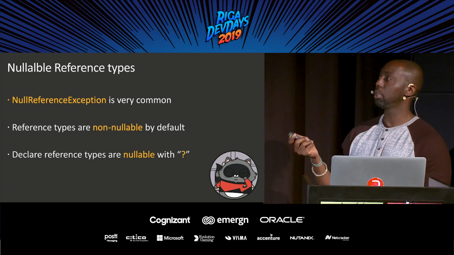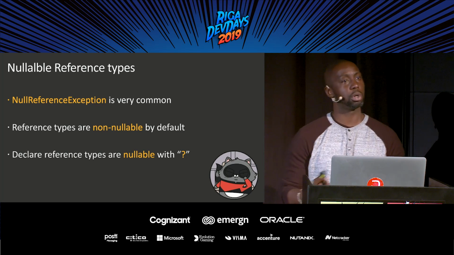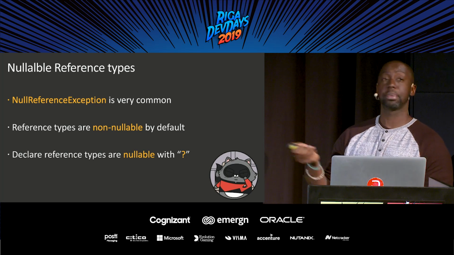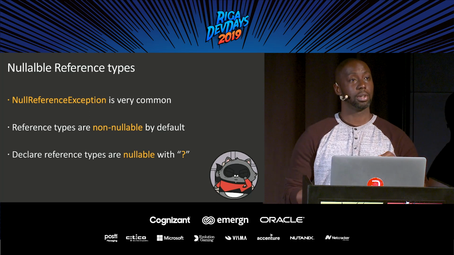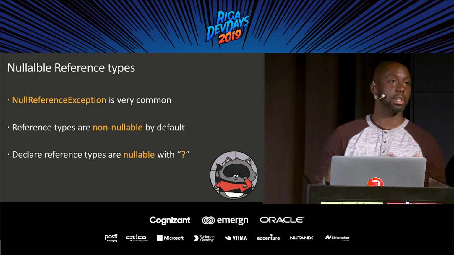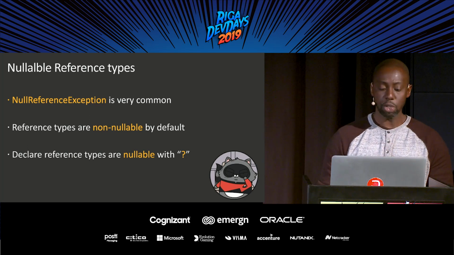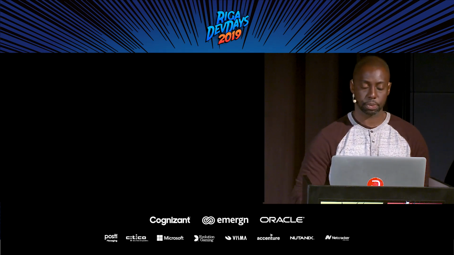Now, one of the great things about this feature is that it really changes the way that you write code and where you put your guards. And it's actually an opt-in feature. You have to turn it on. So when you start using C# 8, it's not just going to start giving you warnings and errors about nullable reference types. You actually have to turn it on. Let me show you really quickly what that looks like.